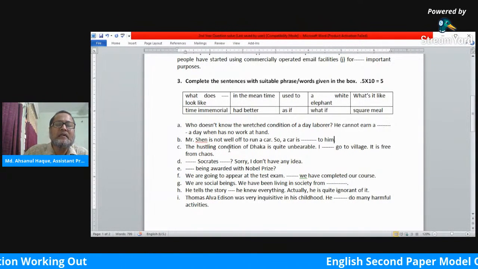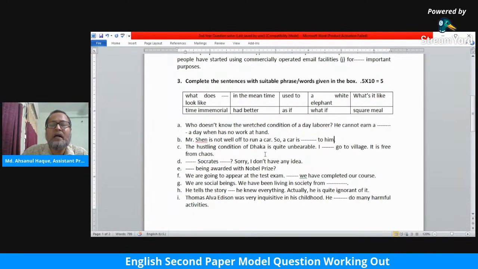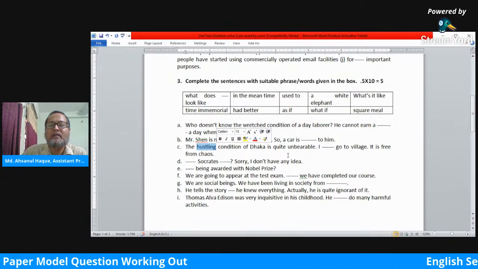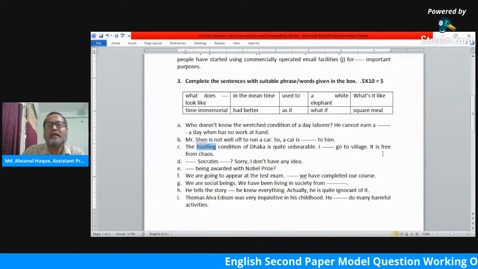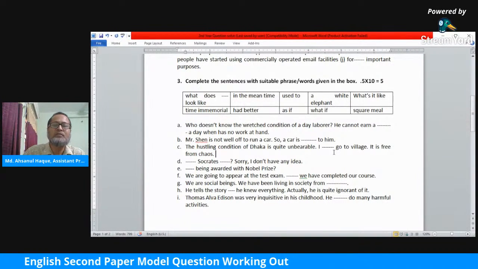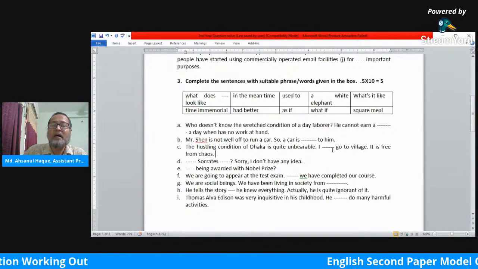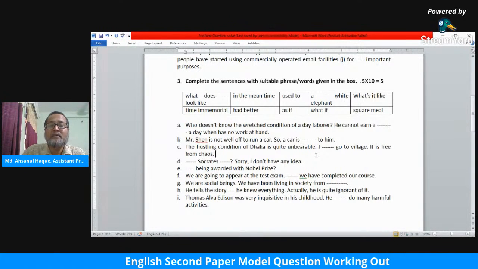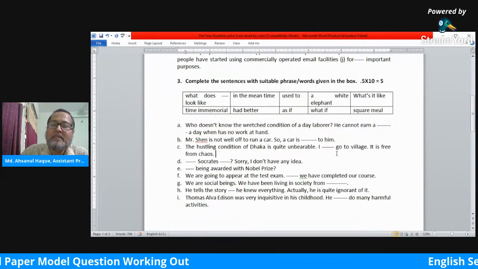The hustling condition, the disgusting condition of Dhaka, is quite unbearable. I dash go to village. It is free from chaos. Yes, Dhaka city is full of hustle and bustle, and if we leave the city of Dhaka and go to a village, we will enjoy a life free of any kind of hustle, bustle or chaos. So I had better go to village.